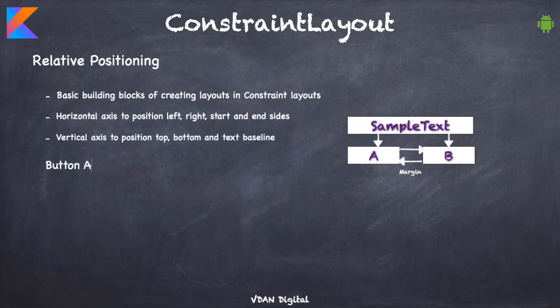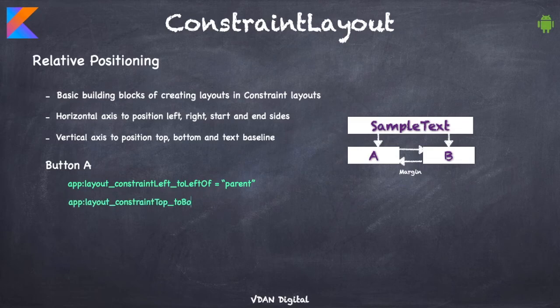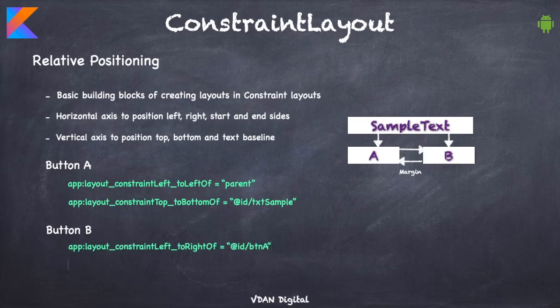Button A: left constraint is parent and top to bottom of. So here, if you can see, button A is top to bottom of text sample. For button B, a layout constraint left to right of button A and top to bottom of text sample. So this is how the constraint layout is set up.